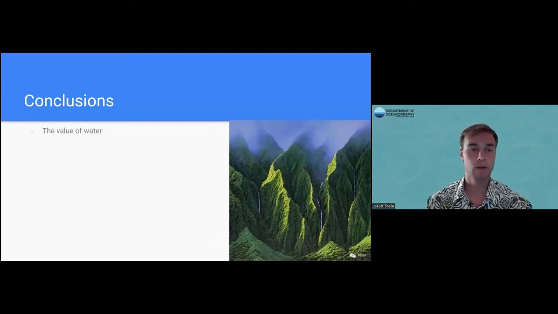So a couple of points for my conclusions. First is the value of water. The emphasis of my work shows that water is being undervalued, and we can arguably say that water is the most important resource that we have, and seeing how the public and how decision makers are prioritizing funding for warm water, there is a lack of valuing water in general.